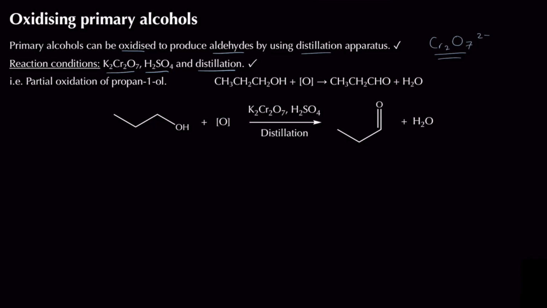Now, the examiner might refer to this as being partial oxidation as well, because you're partially oxidizing the alcohol to form an aldehyde. If it was complete oxidation, you're forming a carboxylic acid. I've got propan-1-ol over here. Above the arrow, I've got my oxidizing agent, H2SO4 and distillation, and you can see here I've formed propanal and one lot of water. Now, that's the oxidation of an alcohol using distillation apparatus to form an aldehyde.